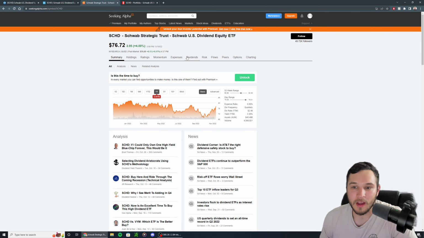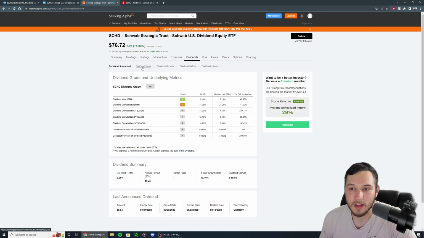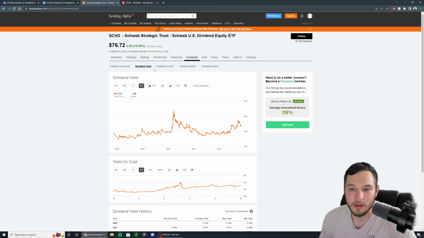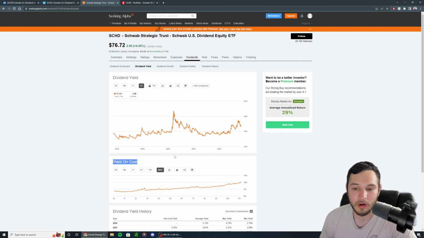Looking into Seeking Alpha, it has a pretty nice tool that you can use under the dividend tab to see dividend yield over time. And what's nice about SCHD is that it incorporates not only high dividends, but growing dividends. So if we go down to the yield on cost, this is what your dividend yield would have been if you had bought at any particular time period. So what I mean by that, if you buy this fund today, you're going to get about 3.36% annual dividend. Now, if you had purchased this 11 years ago, your dividend yield on cost would be 9.75%.